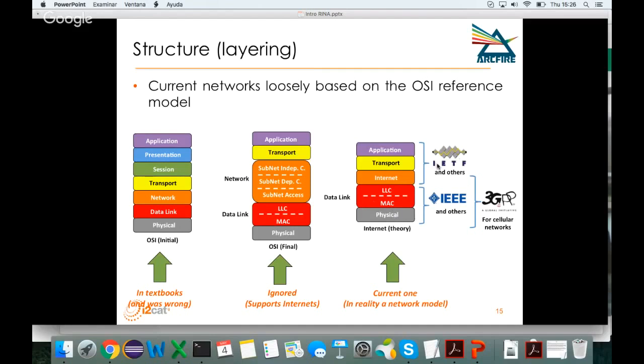And here are the major standard bodies that deal with these layers. From the internet and application layers, we have the IETF and others as well. We have W3C and so on. For the lower layers, layer 2 and below, we have IEEE and others as well. And for cellular networks, which are a specific industry, there is a specific standard body called 3GPP that deals with everything below the internet layer and gateways to the internet. So this is the structure we have.